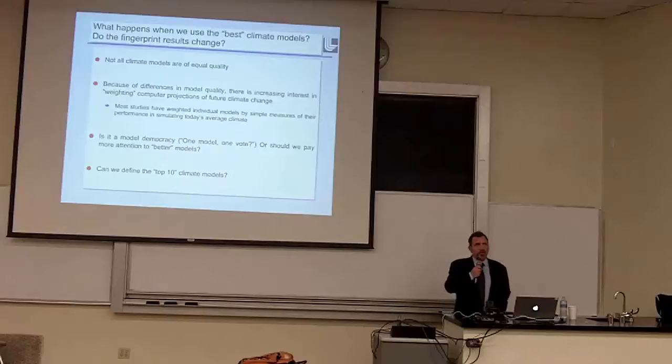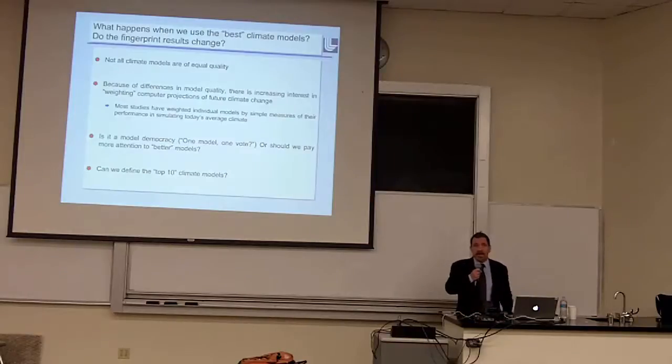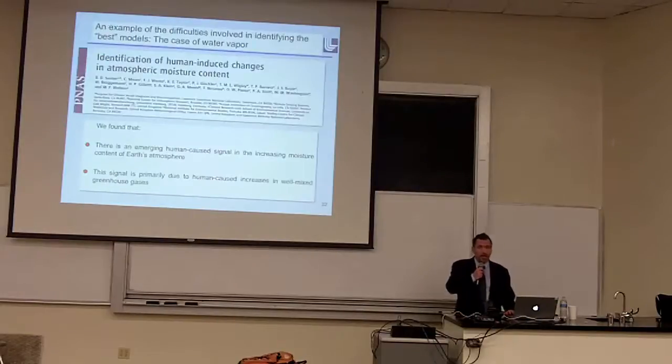But this raises questions then, when you're not doing this kind of work with 1 or 2 individual models, but with dozens of models, is it a democracy? Should you pay equal attention to the results from Model A, Model B, Model C, or are some models better than others? Okay, so let's look at that. And can you, in some Letterman type sense, identify the top 10 climate models? And how might you do that in a scientifically justifiable way?